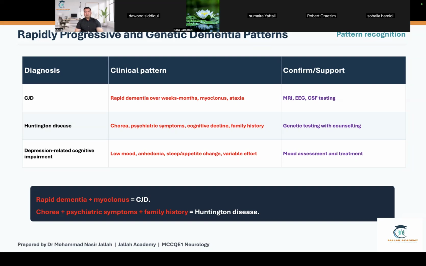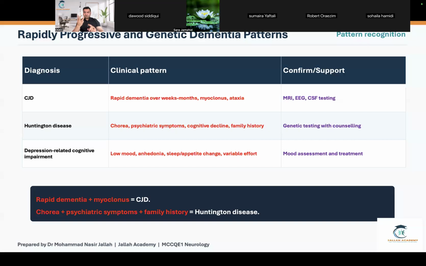Within a month. For example, for Alzheimer, it takes months to years, right? In most cases, years. But with Creutzfeldt-Jakob, it is super rapid. Within 1 to 2 months, the patient is completely demented, rapidly demented over weeks to months, plus myoclonus and ataxia.